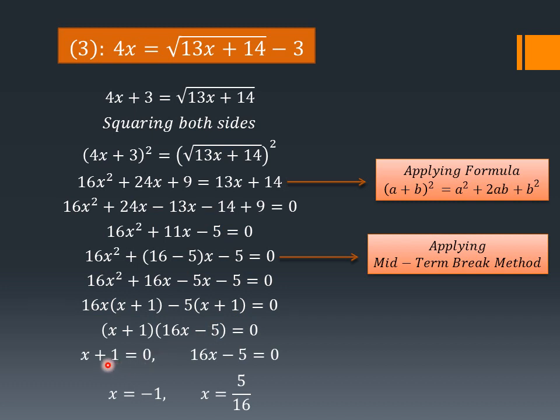equals to 0, which means plus 1 to the right side of the equation we will get minus 1. And minus 5 to the right side will become plus 5 and 16, as multiplying with x, will be divided with 5 to the right side of the equation. We will check both the answers for extraneous root.